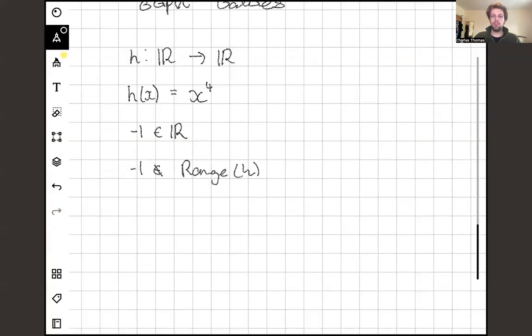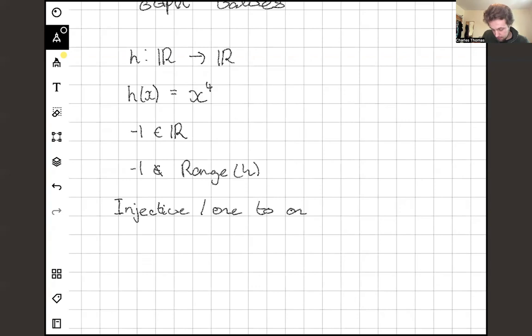Now, there are two important types of maps we need to know about. The first one are injective maps. And these also are called one-to-one maps. This just means every input goes to a different output.